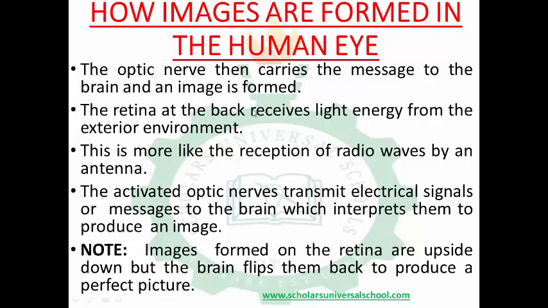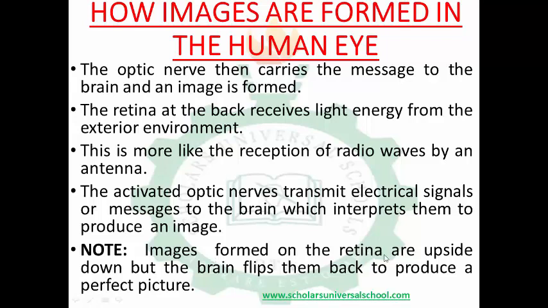The retina at the back receives light energy from the exterior environment. This is more like the reception of radio waves by an antenna. The activated optic nerves transmit electrical signals or messages to the brain, which interprets them to produce an image. So after the image has been formed on the retina, the optic nerve will carry it to the brain. Then the brain will produce the image.